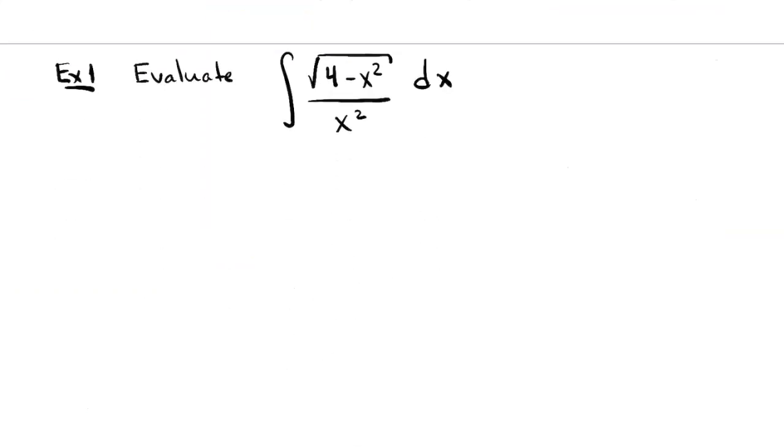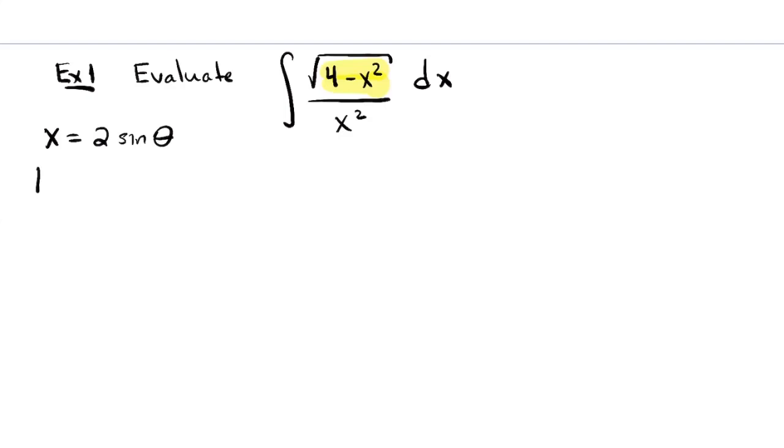So here's the first example. I want to evaluate this integral, the square root of 4 minus x squared over x squared. I can see that it's got a difference, 4 minus x squared, where I'm subtracting the variable from the constant. You can stop the video and go back and look at this if you want, but I'm going to let x equal 2, because 4 is a square, so I'm going to let x equal 2 times the sine of theta.